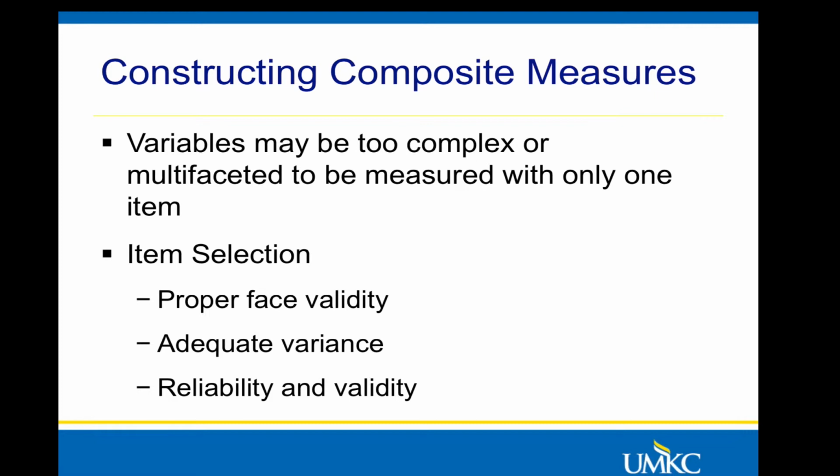Constructing composite measures. Some variables are very complex and multifaceted, too much so to be measured using only one question. Recall our discussion from the previous chapter on complexity. I like to use the example of religiousness. We can ask about religious attendance, but that does not really get at the concept of religiousness. Neither do simple questions like religious importance.